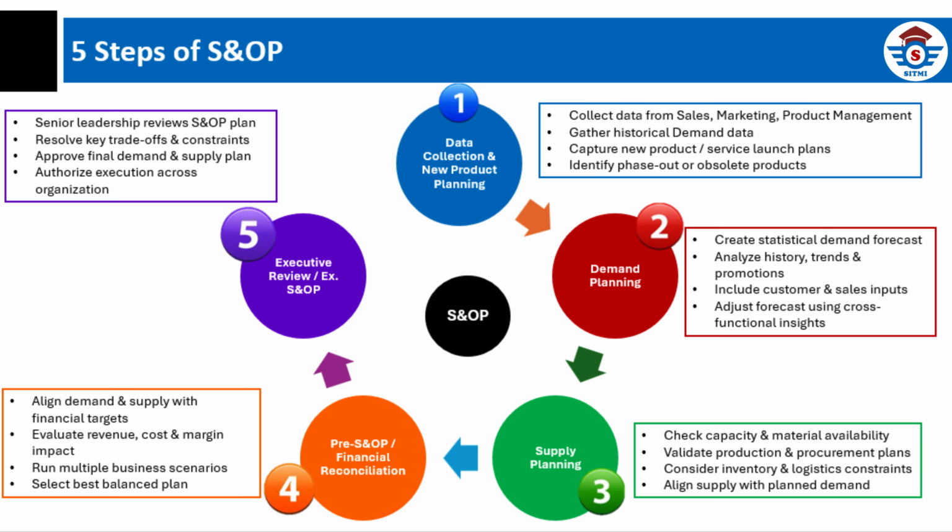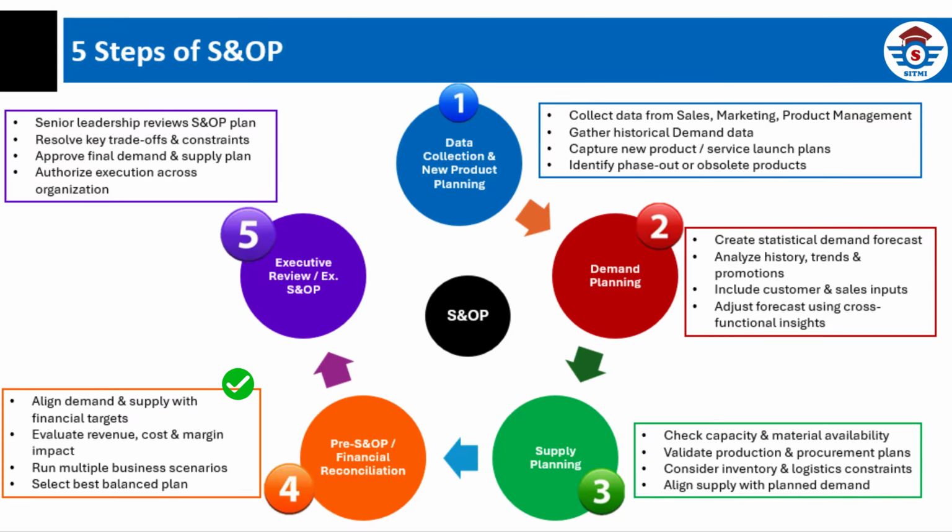Now, what happens in step 4? Basically, so far the demand plans are ready. We have demand numbers, then supply plans are also ready. That means we have supply numbers. But there are very rare situations where demand and supply plans actually match easily. And that's why the pre-S&OP or financial reconciliation step, or step 4, comes into the picture.